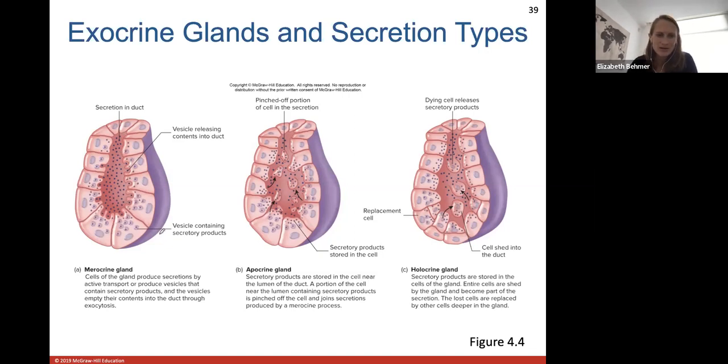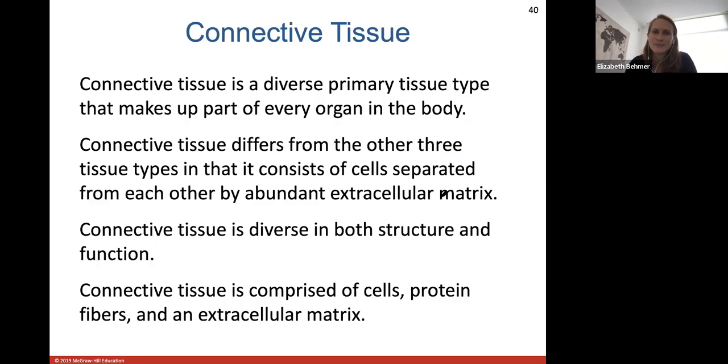Here's the merocrine gland, which secretes its products by exocytosis. You'll see vesicles fusing with the wall and then spitting out the secretory products into the duct. In an apocrine gland, a portion of the cell near the lumen contains secretory products that are pinched off, so pieces of the cell are pinched off to secrete into the duct. And in a holocrine gland, parts of the cell are sloughed off as a dying cell releases the secretory products. So that finishes our epithelial tissue talk.